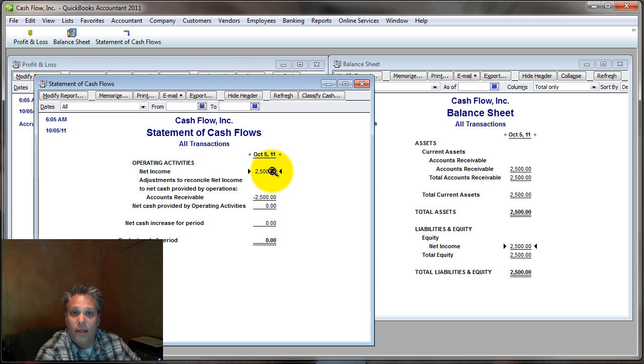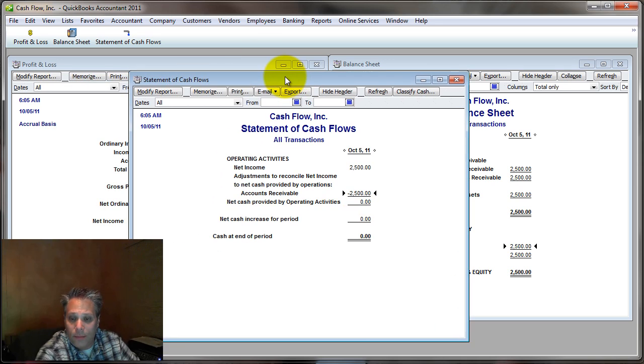It says we start out with net income of $2,500, and the owner of the company says to me, so since I made $2,500, why don't I have that in the bank? I answer the question by running the statement of cash flows and saying, well, look what happened. The accounts receivable increased by $2,500. Therefore, we have to subtract it from net income to arrive at what you have in the bank, which is zero. The reason you don't have any money in the bank is because you haven't received it yet. Now, this is a very simple example of how this works and what this looks like, because there's only one transaction on the whole set of books.